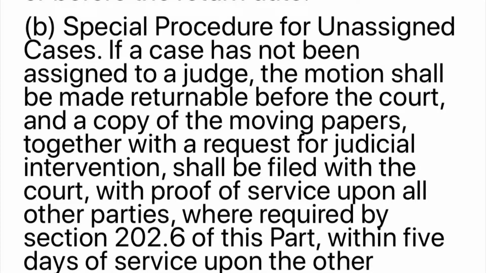Now, there's special procedures for unassigned cases. If a case has not been assigned to a judge, the motion shall be made returnable before the court, and a copy of the moving papers together with the RJI, the request for judicial intervention, shall be filed with the court with proof of service upon all other parties where required by Section 202.6. So if it's unassigned, then they haven't been assigned to a judge. The motion has to be made returnable before the court. So it's the motion and a copy of the moving papers together with a request for the RJI. So actually it's three things.